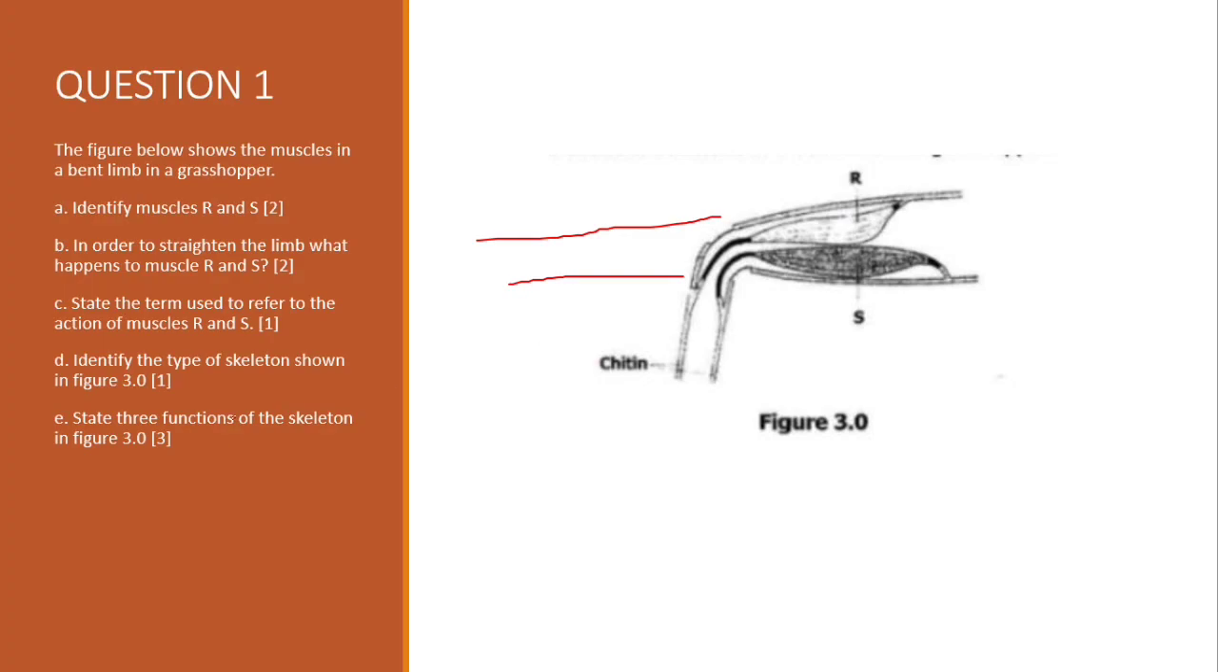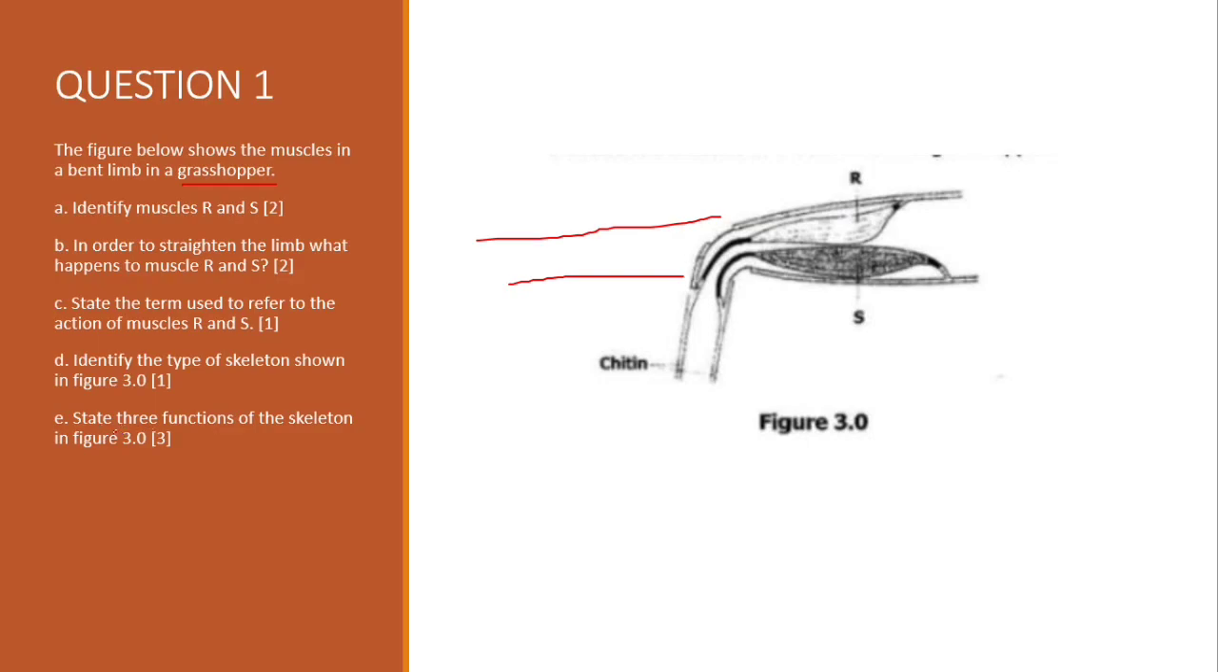Let us continue. Identify the type of skeleton shown in figure 3.0. So what type of skeleton is this? Looking at what we have here, it's a grasshopper. A grasshopper is an insect, and insects have got an exoskeleton. So this skeleton is the exoskeleton. It is the exoskeleton.